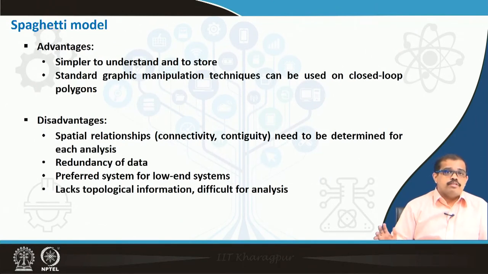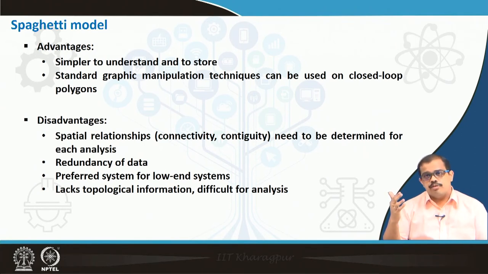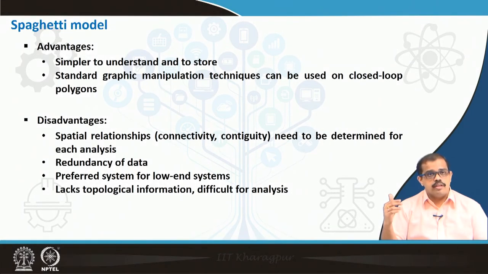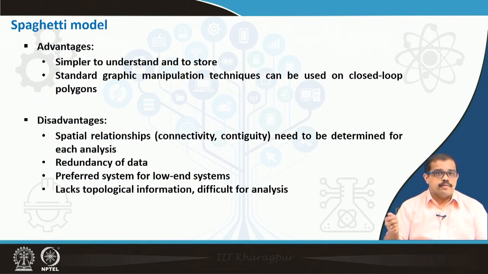Now, when you look at the advantages of this particular model, it is simpler to understand and store, and you do not have to use much computational capability. Then you have standard graphic manipulation techniques that can be used on closed loop polygons. The major disadvantage here is that spatial relationships need to be determined for each analysis. The connectivity and contiguity are not stored, otherwise it cannot be used in its own way. Then redundancy of data is there in the entire system, so data is quite redundant.